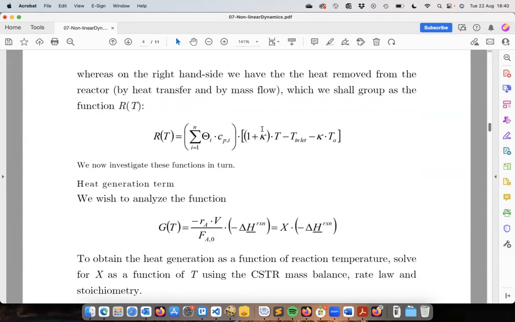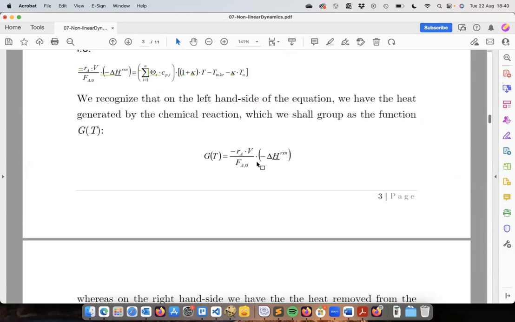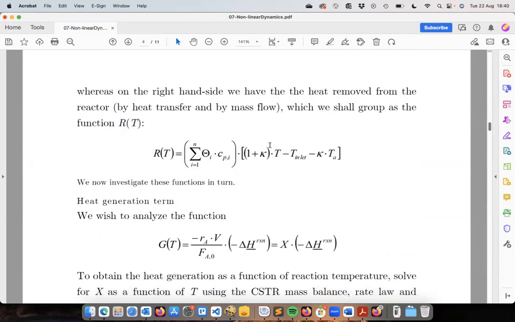And then this kappa, when we look at our definition for kappa here, it's the thermal characteristics of the jacket. So the overall heat transfer coefficient, the available area, the feed flow rate, and then the heat capacities. So all this is quite constant. It is influenced by what we are using at the inlet point, but assuming that's all constant, then kappa is a constant. So when we look at this equation, this is a constant and T is our variable, right? So that's the independent variable.